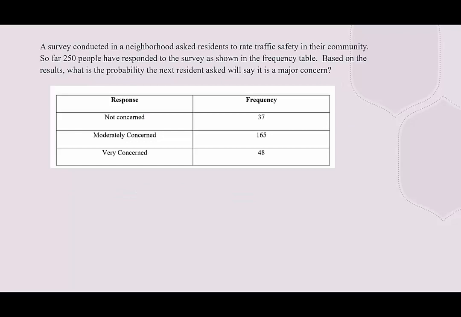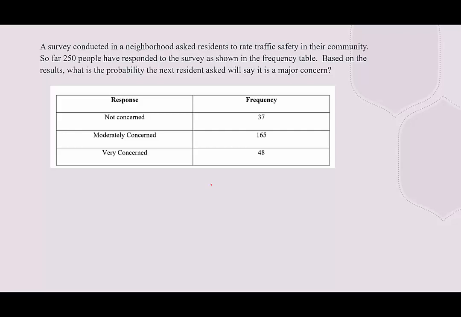In this example, speaking of dangerous intersections, a survey conducted in a neighborhood asked residents to rate traffic safety in their community. So far, 250 people have responded to the survey, as shown in the frequency table below. Based on the results, what is the probability the next resident asked will say that it is a major concern? So we have our not concerned, our moderately concerned, and our very concerned. So a major concern, I would assume those are the people in the very concerned category.